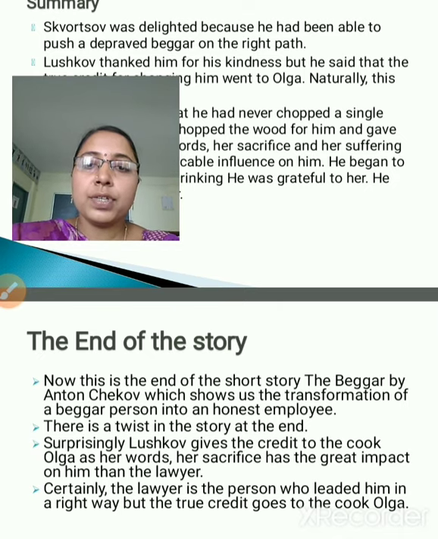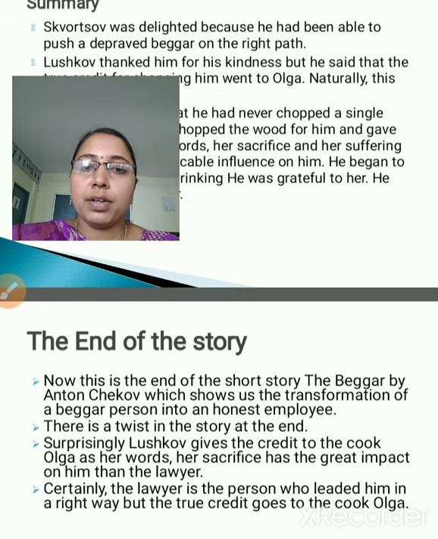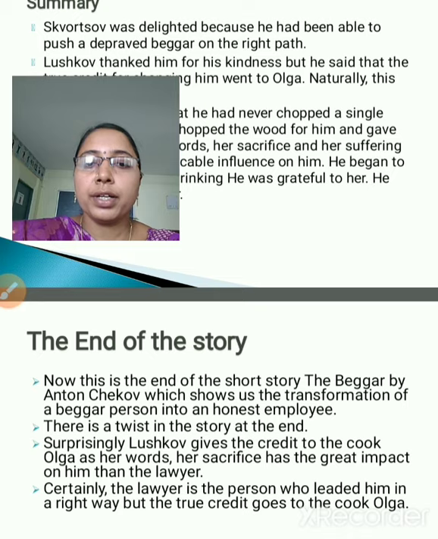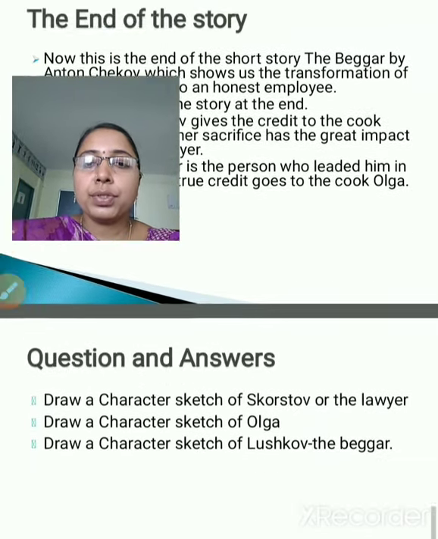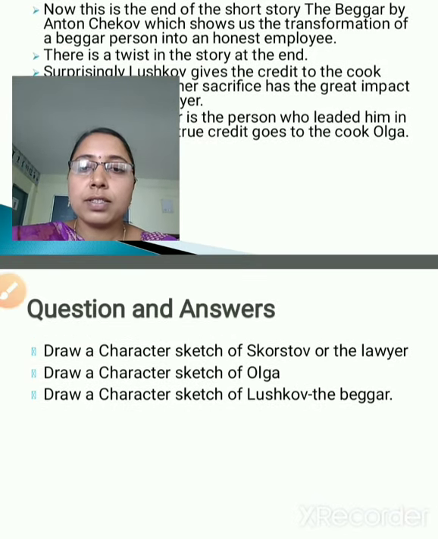Now there is a twist in the story at the end. Surprisingly, Lashkov gives the credit to the cook Olga, as her words and her sacrifice had a great impact on him, more than the lawyer. Certainly, the lawyer is the person who led him in the right way, but the true credit goes to the cook Olga by Lashkov. So this is the end of the story, and there are some particular questions and answers.